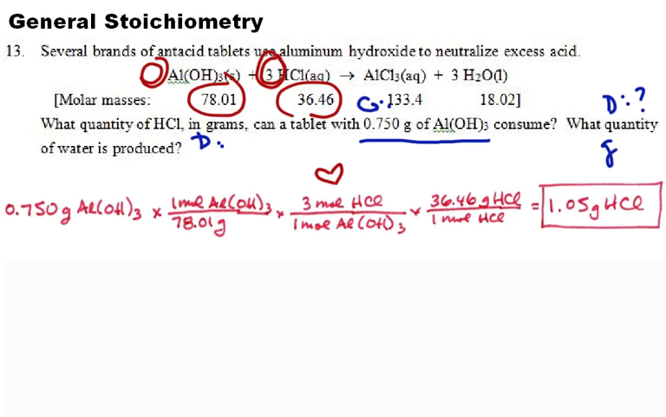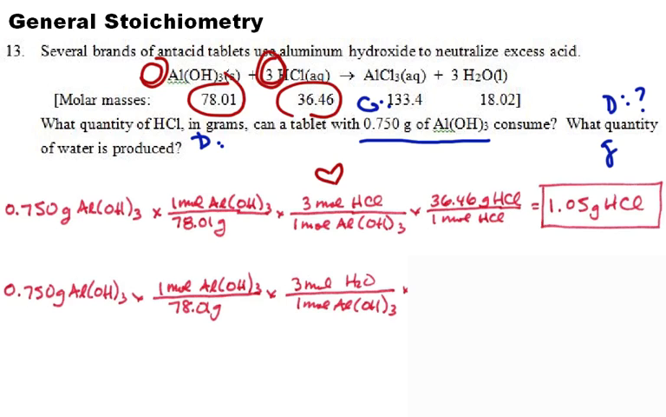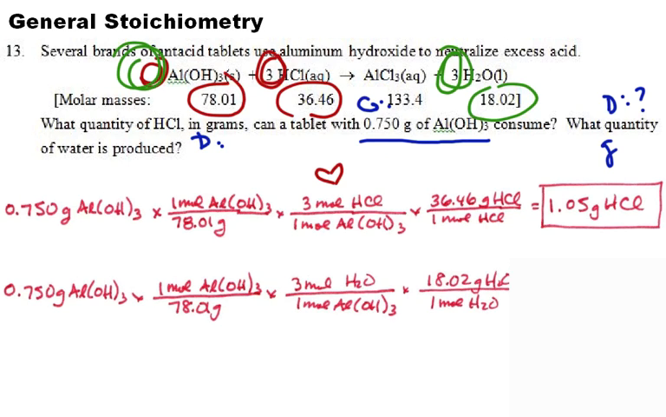Okay, next we want to look at the same given. So we start the same exact way, but this time we're trying to find the grams of water. So it's exactly the same beginning, grams to moles. Now here's our first difference, and this time we're doing moles to moles, so we are going from the 1 mole of aluminum hydroxide to 3 moles of water, and we go to grams of water, which is 18.02 grams per mole, and we get our next answer, which is 0.520 grams of water. So these are 2 very straightforward sort of problems.